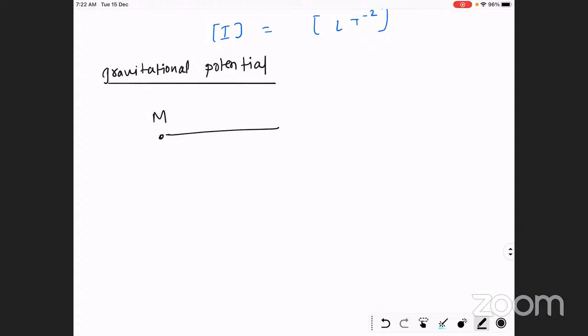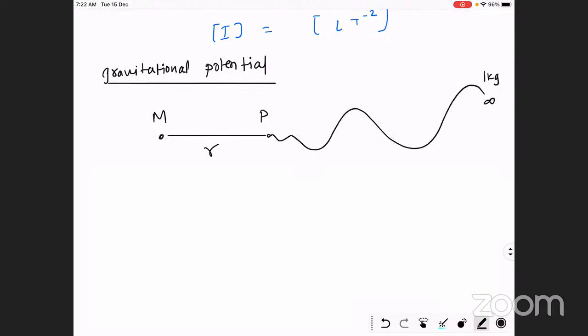We did angular momentum, spring constant, gravitational potential. Come on. What is the dimensional formula of gravitational potential? What is gravitational potential at any point P at a distance r? How is it defined? Same as electrostatic potential. The gravitational potential is equal to the work done in bringing 1 kg from infinity to point P. Could you understand that? Yes or no?